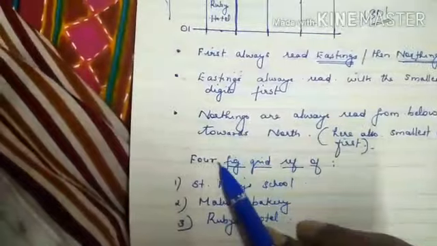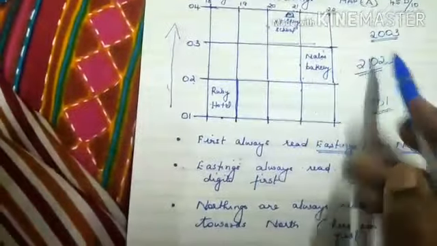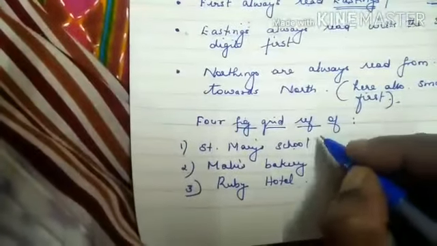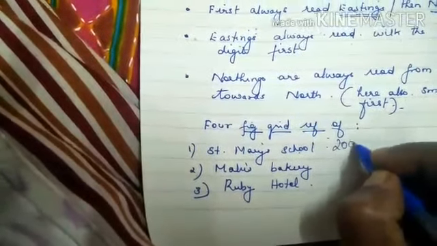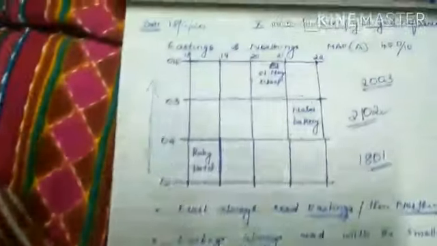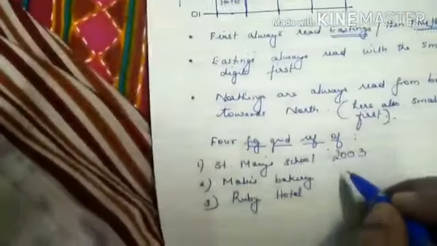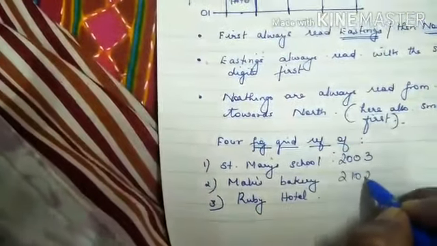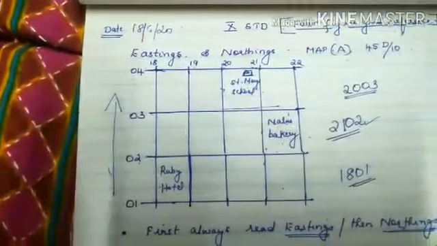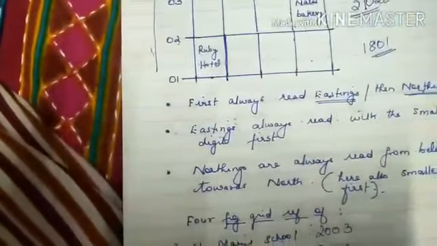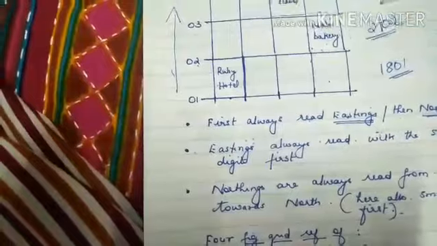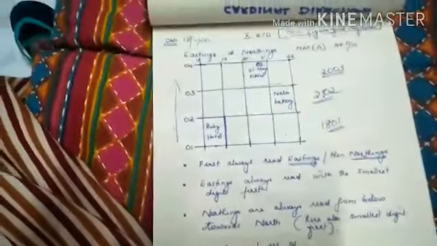Now, 4-figure grid reference of St. Mary's School is 2003. Malu's Bakery is 2102 and Ruby Hotel is 1801. Hope you understood this much, children.